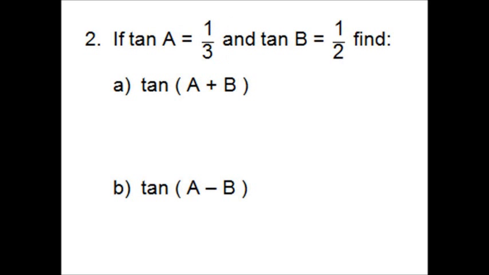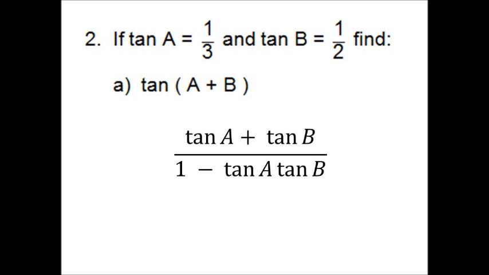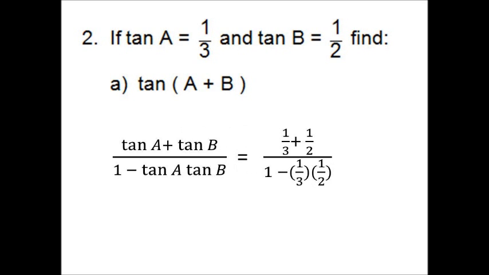So for example number 2, we're given the values of tangent A, which is 1/3, and tangent B, which is 1/2. And it asks us to find tangent A plus B. So let's start with the sum identity for tangent. We need to go ahead and write out the formula: tangent A plus tangent B, all divided by 1 minus tangent A times tangent B. Then we can start filling in with the fractions. We know that tangent A is equal to 1/3 and tangent B is equal to 1/2.